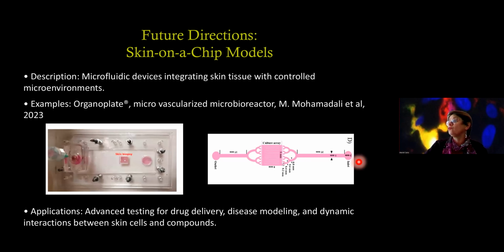So the future direction are skin on chip models, because in these models there is not the blood flow. So we wanted to have this kind of evolution in our model. To test drugs, it will be better. So there is some development of organoplate, or like this, the microvascularized microbioreactor of Mohamed Dali. You can see here that we can have a flow inside the skin biopsy, which will be better to test drug delivery.